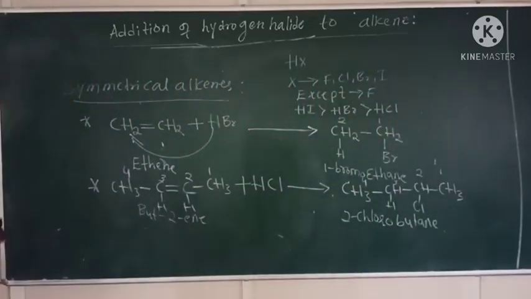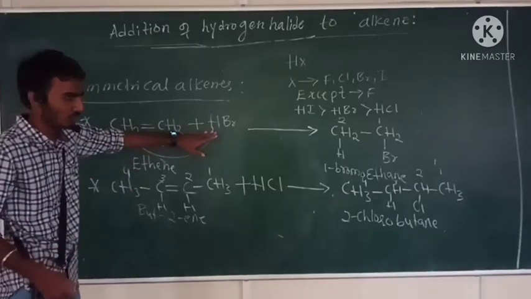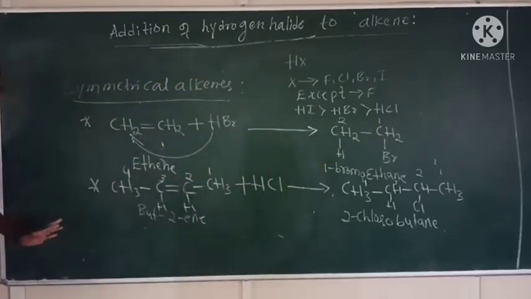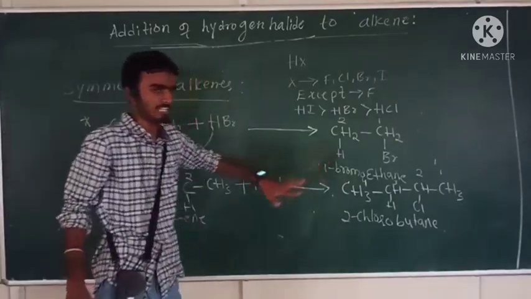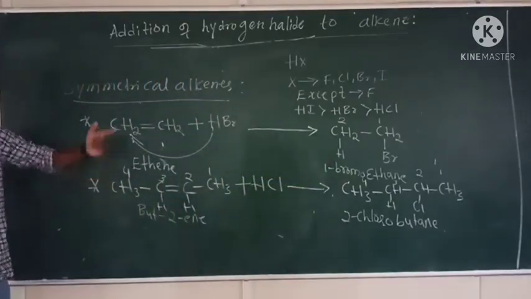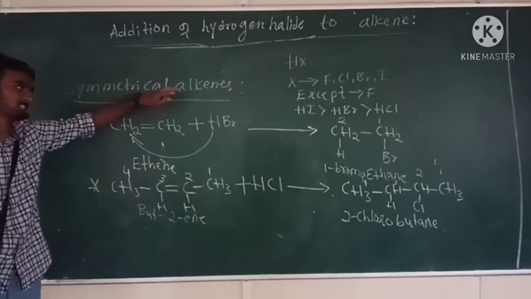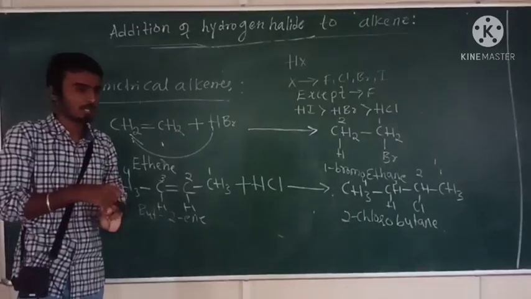So in this reaction, an alkene reacts with a hydrogen halide except fluorine, and it forms an alkyl halide. Symmetrical alkenes added with hydrogen halide form the alkyl halide. Next we go to unsymmetrical alkenes. Addition of hydrogen halide to them follows two mechanisms. The first one is the Markovnikov mechanism. The second one is the anti-Markovnikov mechanism.